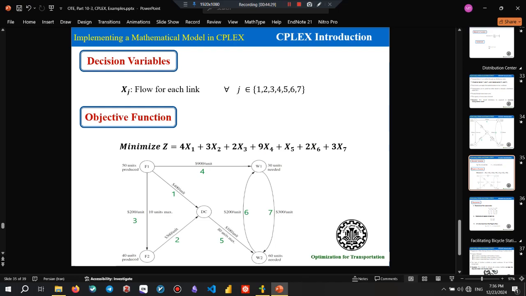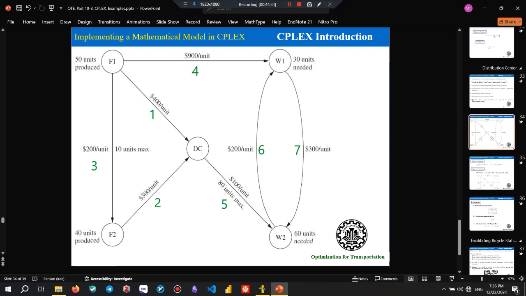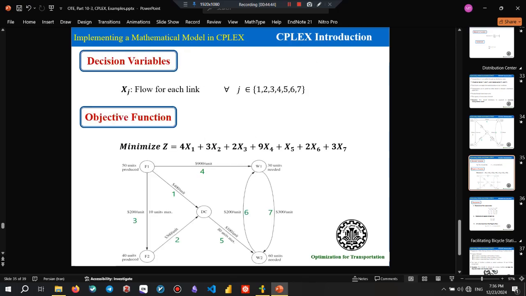We just try to divide the objective function by 100 because all of them have the same factor of 100 in them. So it can be simplified to 4x1 plus 3x2 and so on.